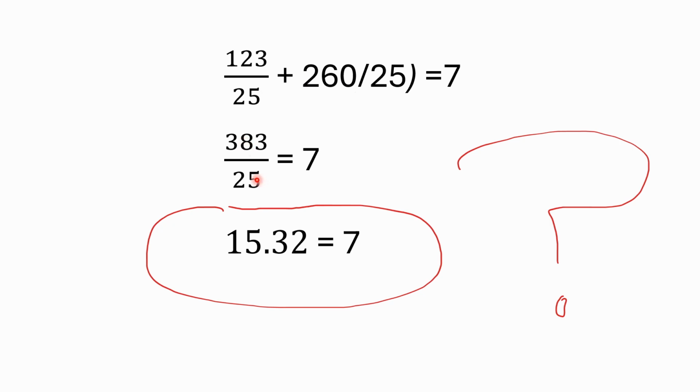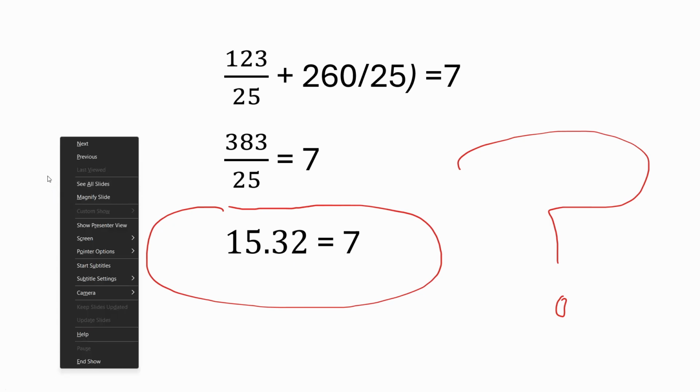383 25ths, I guarantee does not equal 7. As a matter of fact, if you divide 383 by 25, you'll get like 15.32. 15.32 does not equal 7. So right there, the ChatGPT solution fails on the second equation.